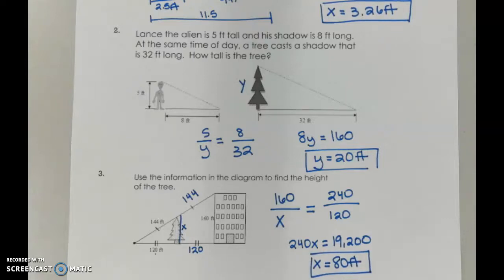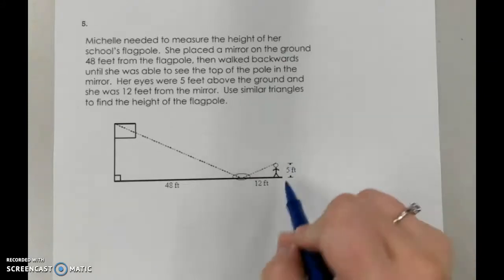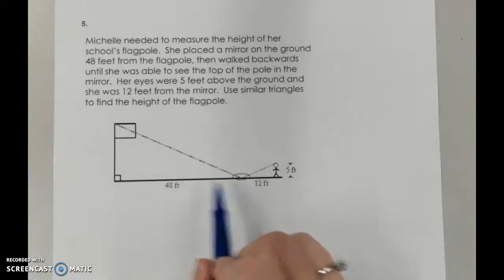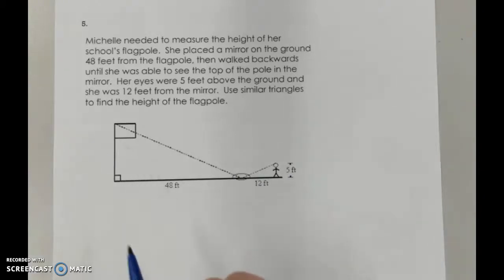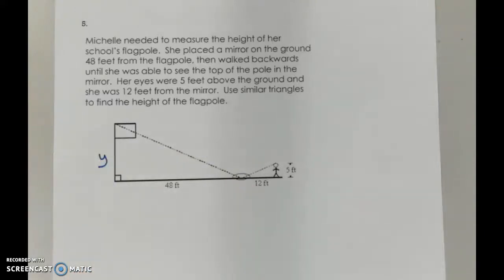All right, and we just got two more problems to work. So I'm just going to skip ahead to number 5 on our last page. So we have this set up, we have our values. We know that she's 5 feet tall, 12 feet away from the mirror. The mirror is 48 feet away from the flagpole. We want to find the height of the flagpole, so let's call this y.